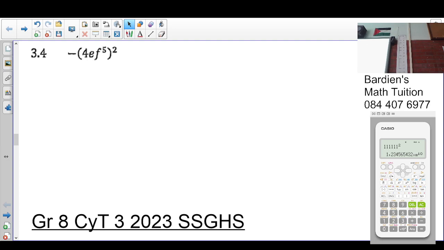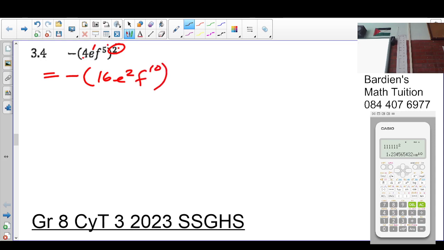Now, people, does that square apply to that negative? No. Must I multiply the negative into the bracket first? No. So we must apply that exponent first. So it's negative, open bracket. What is 4 squared? 16, that is 4 times 4. E, there's a 1 there. What's 1 times 2? 2. And 5 times 2? 10. If there's no sign here, then it's positive. What's positive times negative? Negative 16e squared f to the 10. Okay.